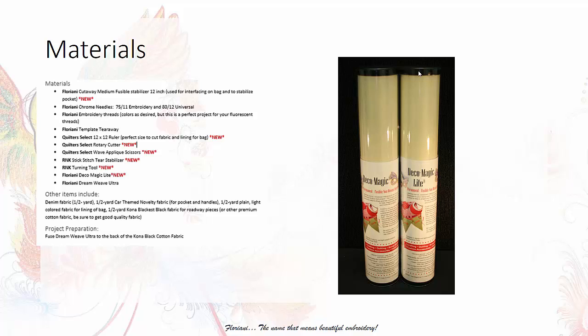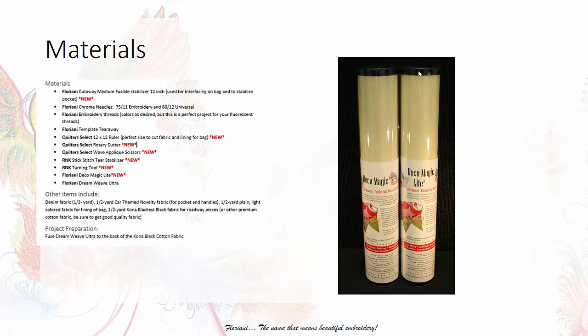You will also need 1/2 yard of a really black fabric, and Kona makes a fabric called Blackest Black. So if you can find that, it's available at a lot of your quilt stores and some of your big box retailers. It's a really dark black fabric, so it'll be great for the roads in here, or whatever other plain black fabric you can get, but make sure that it's a premium cotton fabric. You want a really nice quality fabric in there.